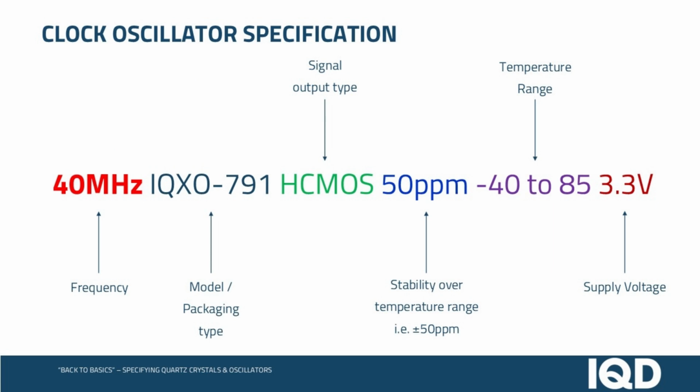This screen shows you an example of how a clock oscillator specification would look. Again, we have the frequency, in this example 40 megahertz. We have a model type. I've chosen an IQD type IQXO-791. You can look that up on our website. We have an output type. In this case, it's a square wave, HCMOS. We have a value for stability over temperature range. In this case, it's plus or minus 50 parts per million. The operating temperature range, again, minus 40 to 85, and a supply voltage. And that gives you the basic construction of a simple clock oscillator specification. If you have all that information, then you're probably 95% there to specifying what you need.